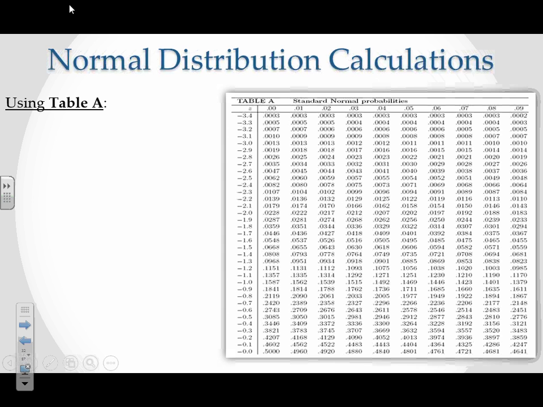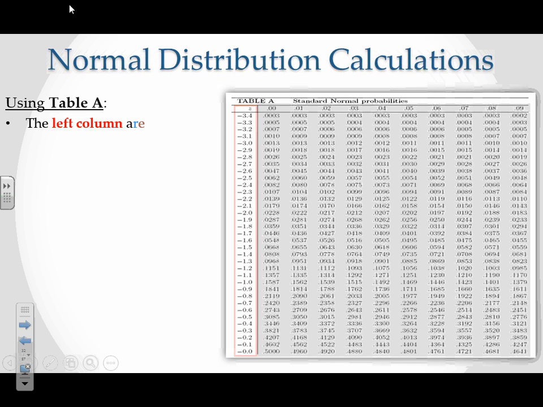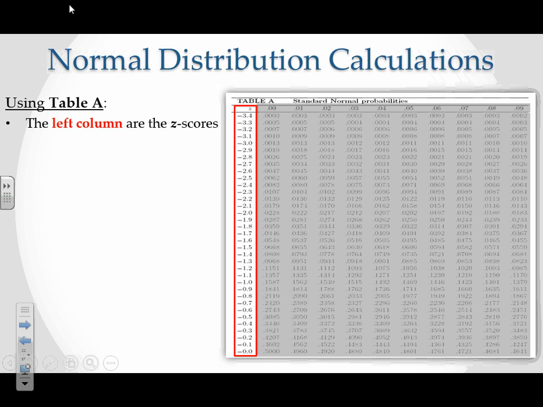So let's talk about how to read the table here. When you're looking at your table, if you look at the left-hand column, now if you look at front and back, the only difference between the 2 sides is one has positive z-scores, one has negative z-scores. So once you've calculated your z-score, or you know what z-score you're trying to look up, you have to make sure you're on the right side. So am I on the positive side or am I on the negative side?